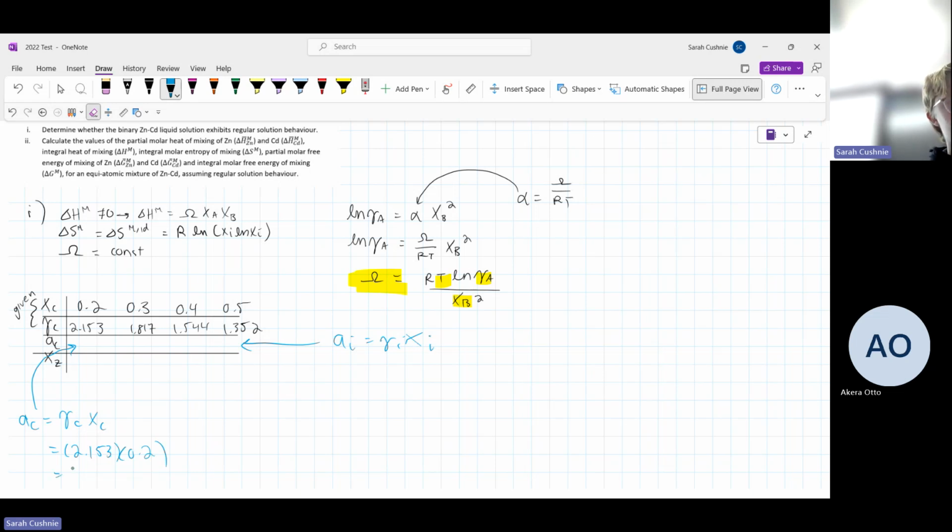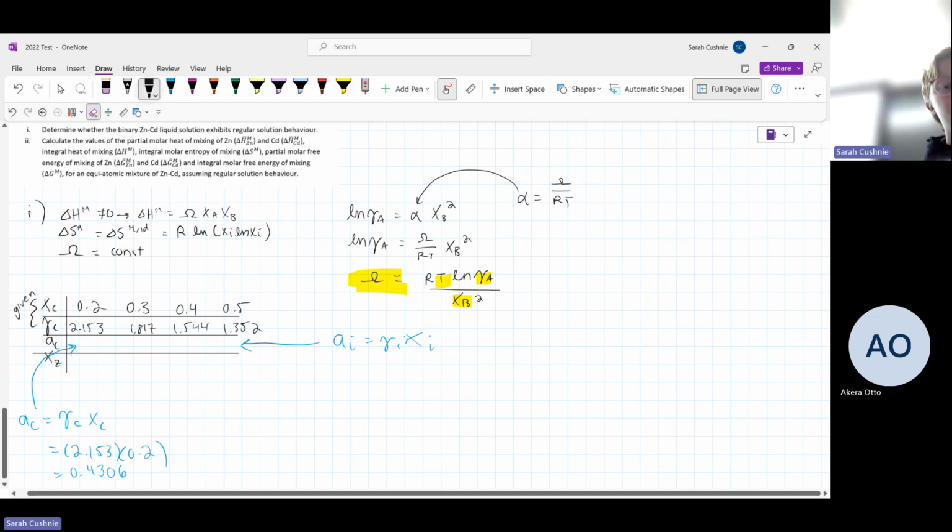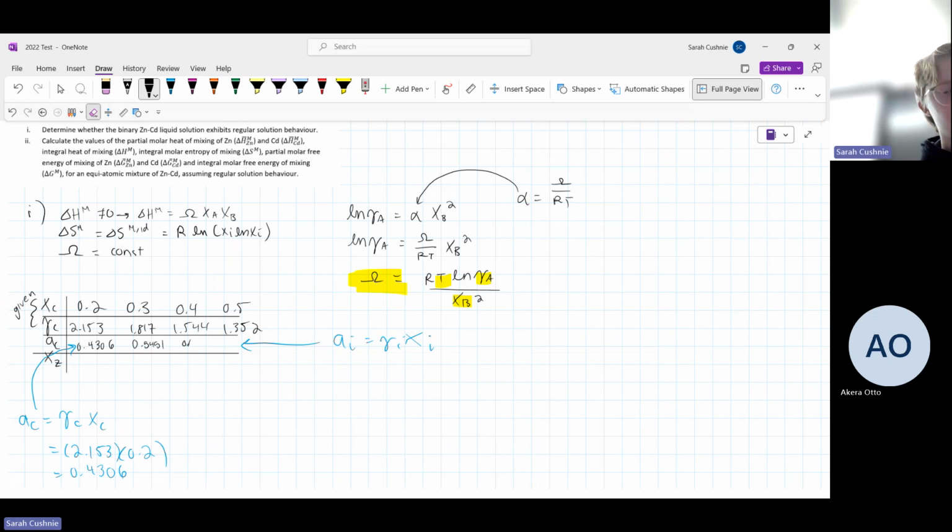If you were to calculate that, you get a value of 0.4306. And theoretically, you can do that for the rest of the values. I'm going to fill them in for the sake of time. 0.5451, 0.6176, 0.676. We're not going to be using that directly right now, but we might use that in future values at least.